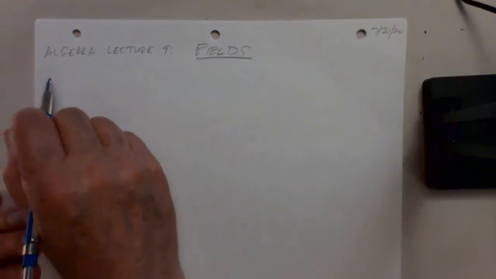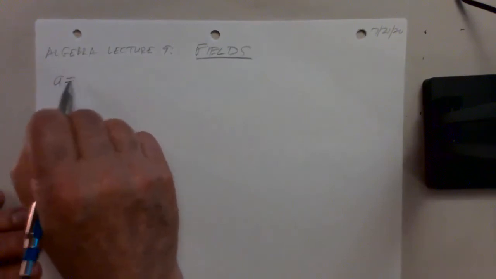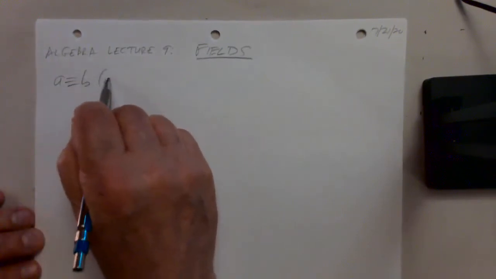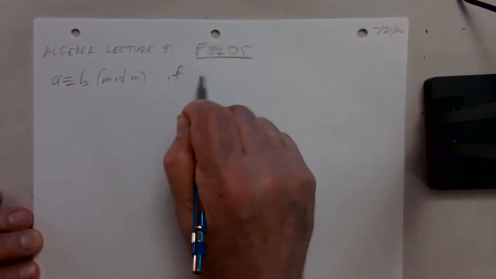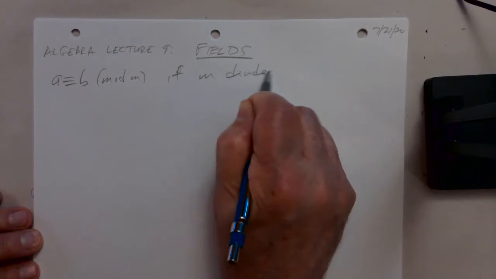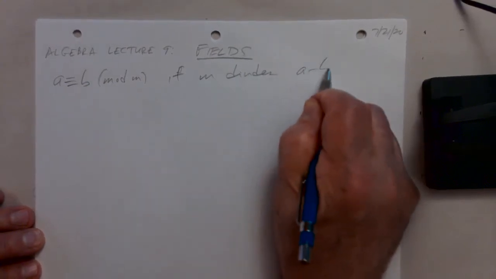We've talked about groups and rings, and today we're going to introduce fields. But we start with congruences. So the fundamental definition is: integer a is congruent to integer b mod some positive integer m if m divides a minus b.